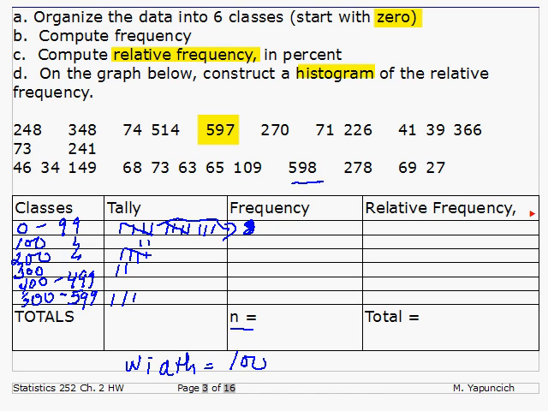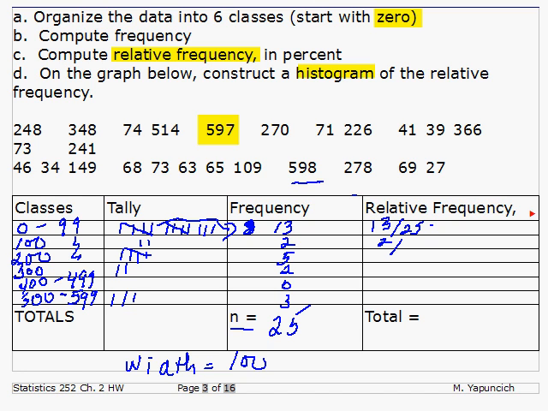Okay, there's nothing in the 400s, but that's fine. So this is 13. There's 2 here, 5, 2, 0, and 3. The total numbers, you can add that up, it's 25. Now for the relative frequency, you take the frequency, in this case the 13, and you divide by 25.